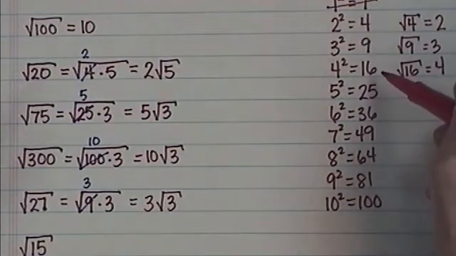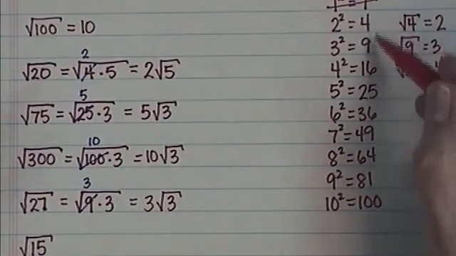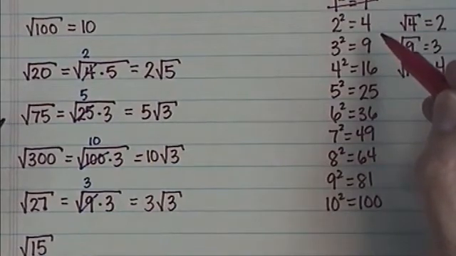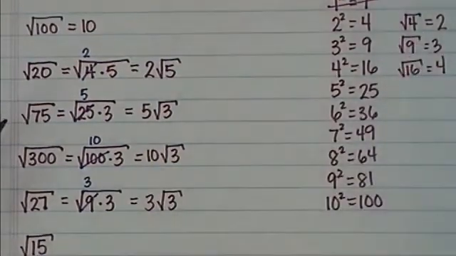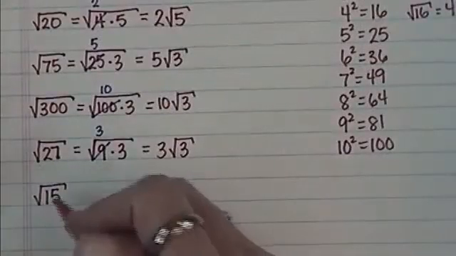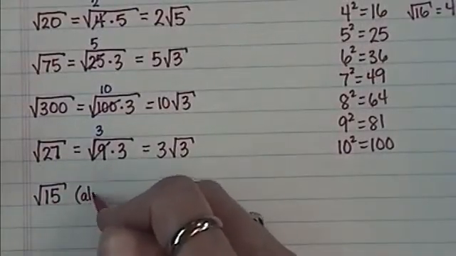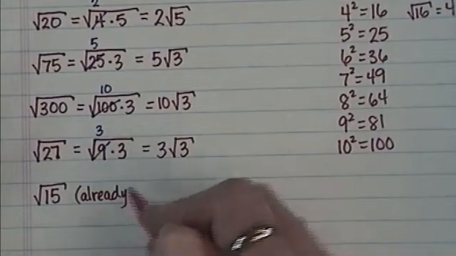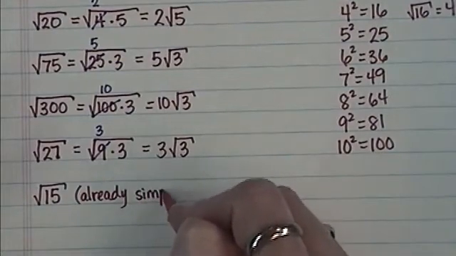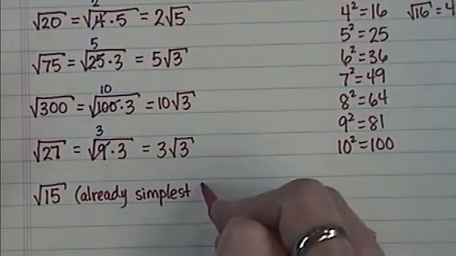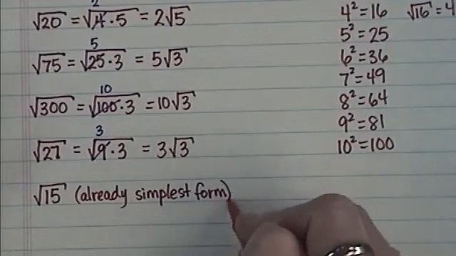Well, it has to be less than this, 16, right? So it would have to be 4 or 9. Can you multiply those by something to make 15? No, you can't, which means the square root of 15 is already in simplest form. There's nothing you can do to make that any simpler. And that happens sometimes. There you go.